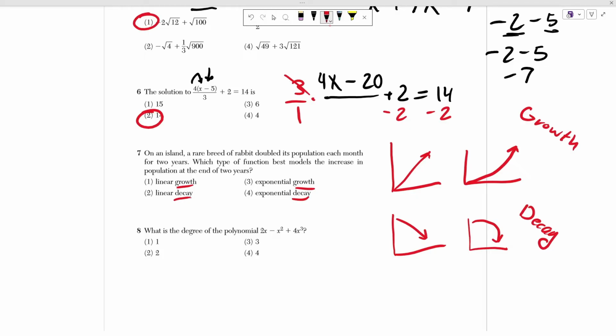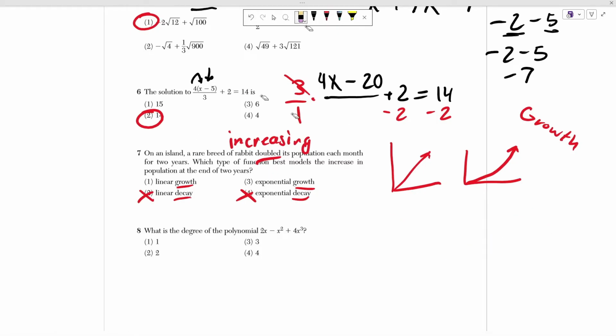So if a breed of rabbit doubled its population each month, well, if you're doubling your population, you're clearly increasing it, right? So if you're increasing your population, it has to be growth. I have $2, then I double it. Now I have $4. So obviously I'm growing my money. So I have to eliminate choices 4 and 2 because they're talking about decay. I'm not decaying. The population is increasing. It's not going down.